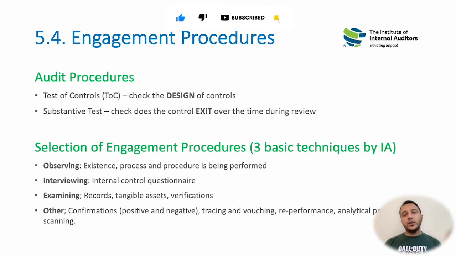Analytical review is when we look at different kinds of ratio analysis just to ensure that if there is any abnormal ratio, then we should investigate more in that area. And scanning is again where we look at and observe the environment and see if there is something abnormal, then we focus on that specific area. So these are certain other types of audit procedures that internal auditors mainly use in their audit engagements.